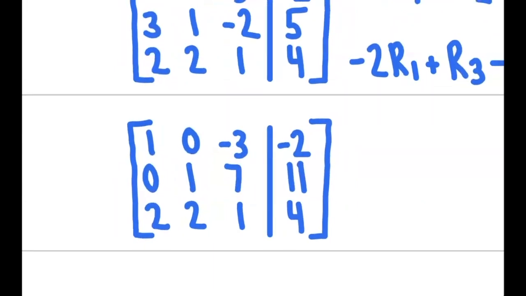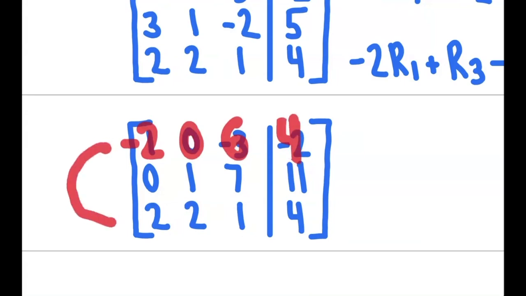All right. And for the third row, we're going to multiply the first row by -2. So this is -2, 0, 6, 4. And when you add that to the third row, the -2 and the 2 will cancel and you get 0 here, just like we want. 0 plus 2 is 2. 6 plus 1 is 7. And 4 plus 4 is 8. So you have 0, 2, 7, 8.